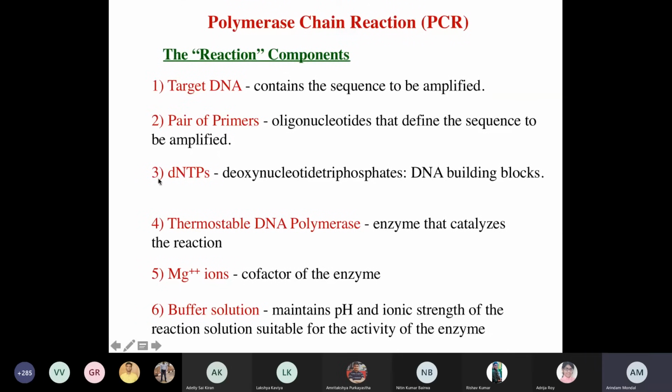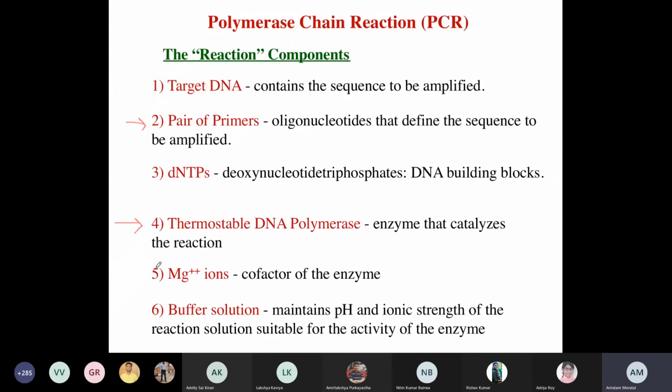you need dNTPs. Let me come to the primer a little bit later, but you need dNTPs, which are the raw materials. Definitely you need dNTPs. Without the dNTPs, you will not be able to synthesize the DNA. Then you need magnesium ions, which act as a cofactor of the DNA polymerase. And then for optimum activity of the enzyme, you need to maintain the pH of the solution, and that's why you need a buffer solution. I have intentionally skipped two particular components, which is this one and this one. Okay, let me discuss that.